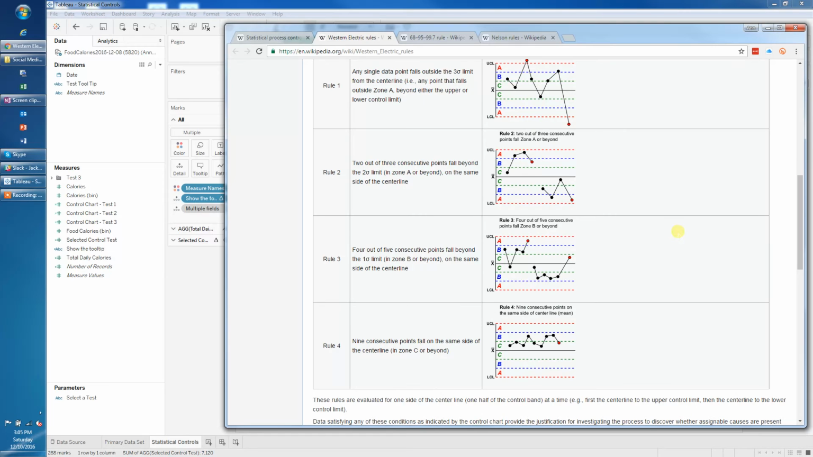So rule 3, and it gets a little hairy here because we're talking about consecutive points, up to 5, so 4 out of 5. The rule is 4 out of 5 consecutive points fall beyond the 1 SD limit on the same side of the center line, or again, the average. And you can see clearly again, the 4 out of 5 above that green dotted line are right here, so we mark the point. Same thing, these 4 out of the 5 are below, so we're gonna mark the point.